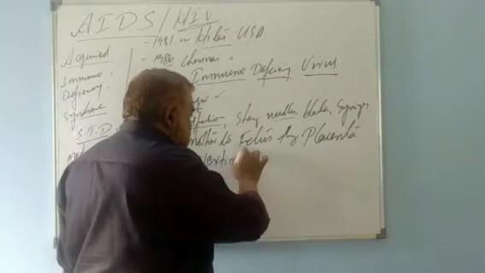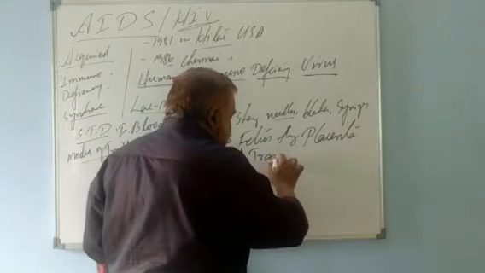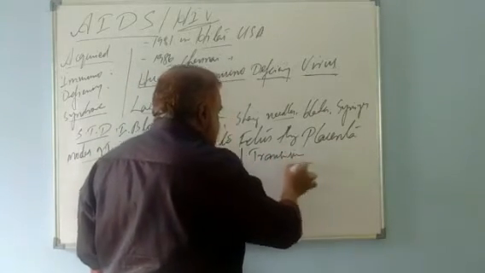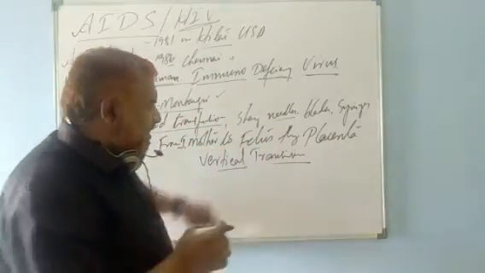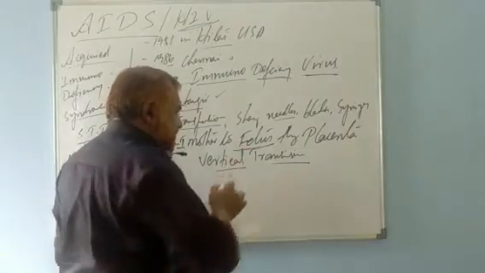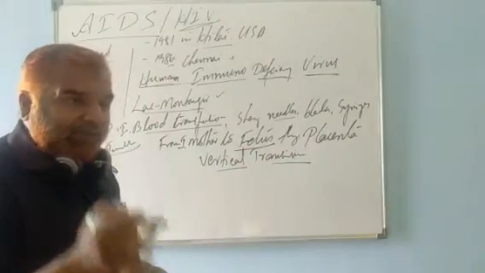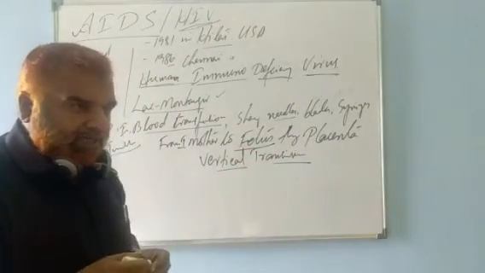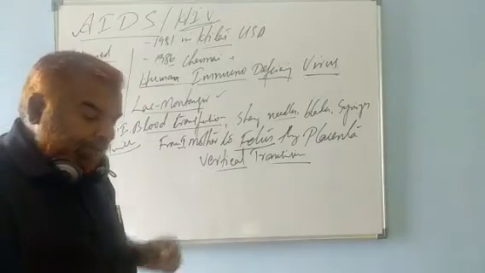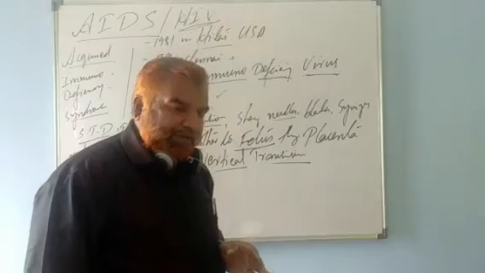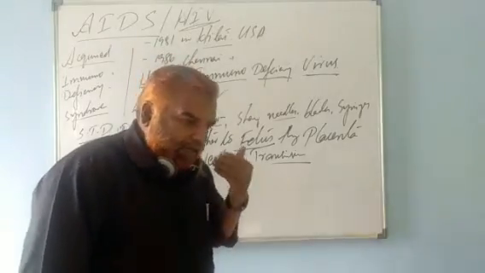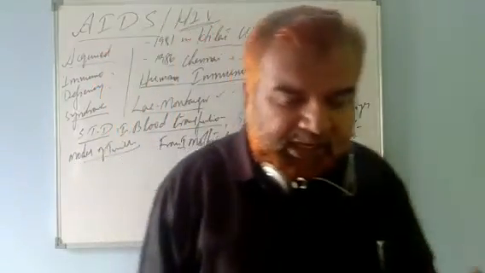What transmission is called? Vertical transmission. From an infected mother to the fetus, the growing embryo in the womb of the mother, through the placenta, because this virus crosses the placenta. The placenta acts as a barrier for bacterial infections, but it cannot prevent the transmission of viruses through the placenta.